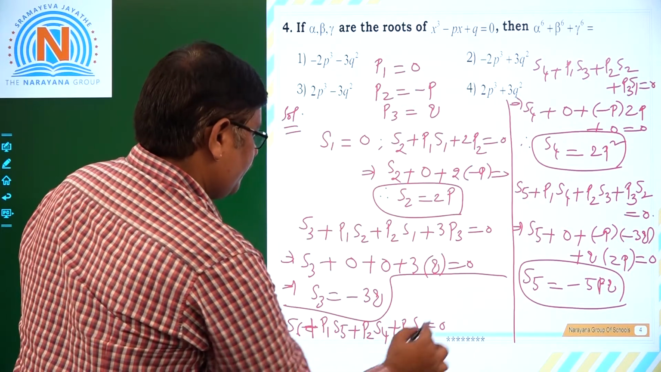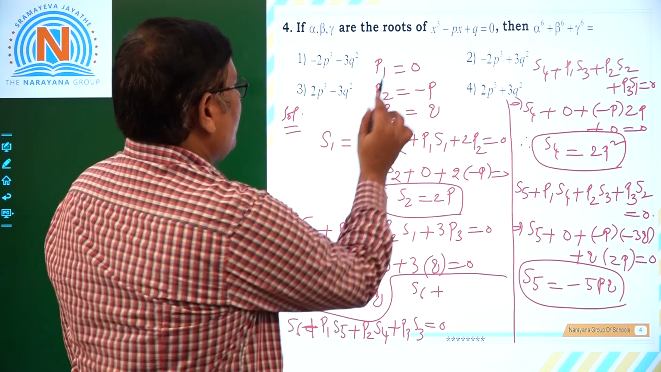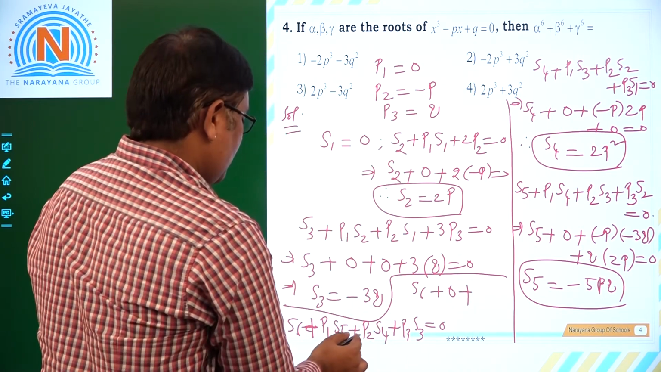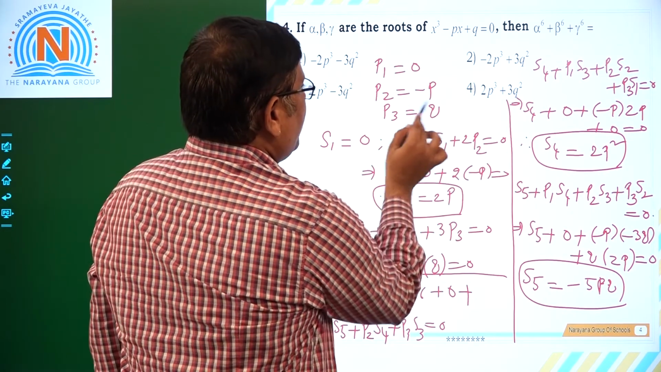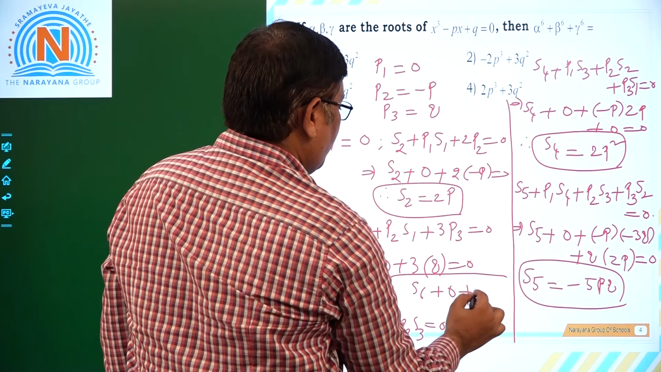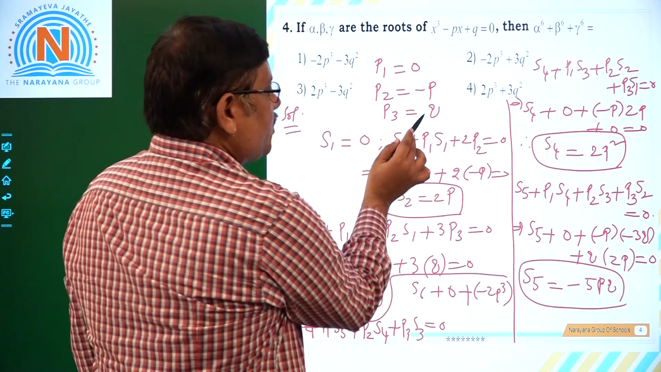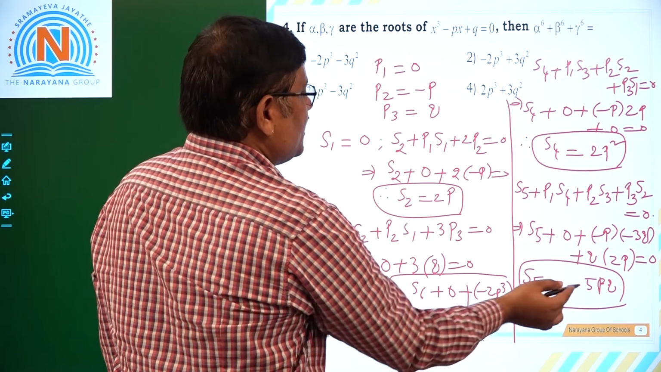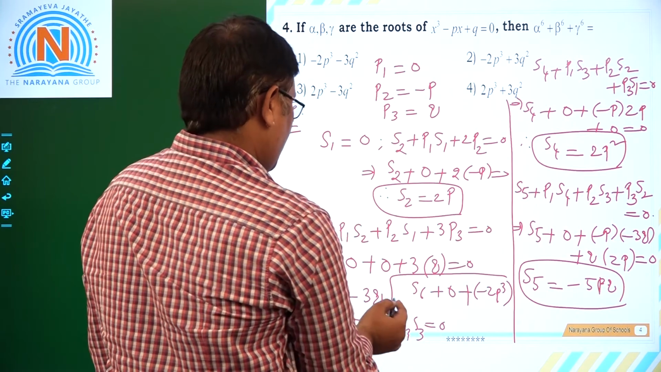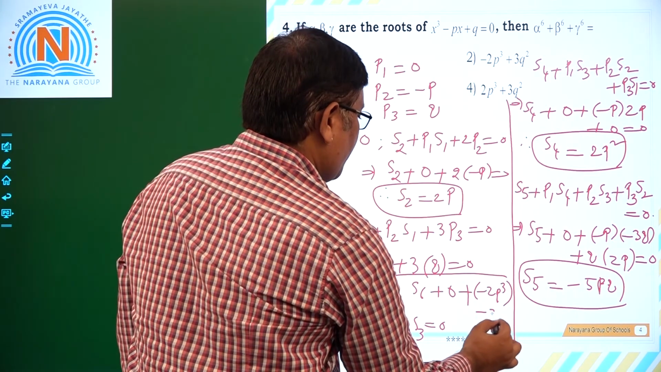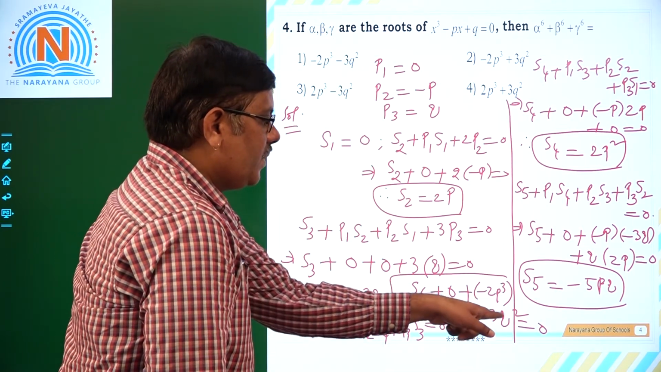Let us solve it. S6 plus P1 is 0 of course, so 0 plus P2 into S4. P2 into S4 is minus P into this, minus 2PQ. Okay, next P3 into S3. P3 is q, S3 is this. P3 is q, S3 is minus 3q. So that is minus 3q square. That is 0. So S6 will be 2PQ plus 3Q square.